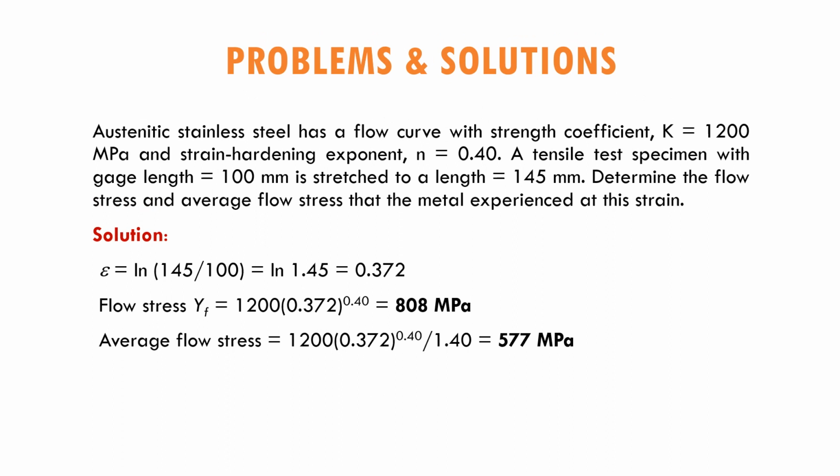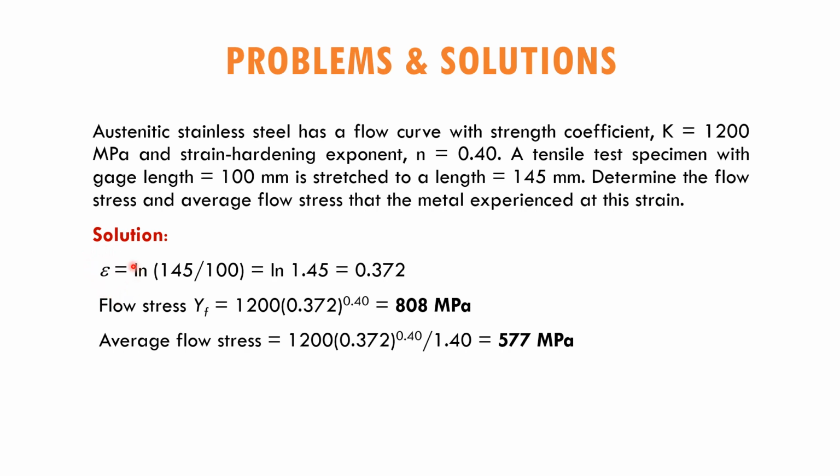Now let us look into the second problem. Austenitic stainless steel has a flow curve with strength coefficient K equal to 1200 MPa and strain hardening exponent n equal to 0.4. A tensile test specimen with gauge length 100 mm is stretched to a length of 145 mm. Determine the flow stress and average flow stress that the metal experiences at this strain. Okay, here, if you can see, epsilon is not given, right? So you will have to calculate epsilon.